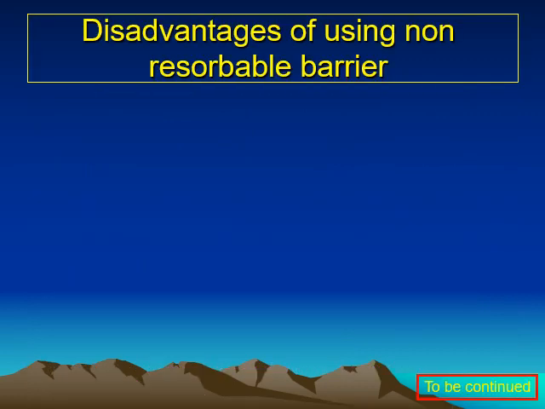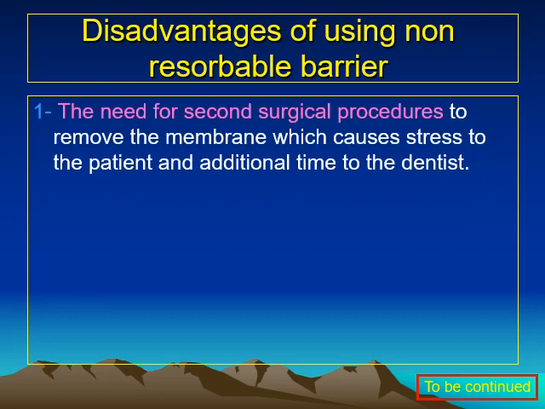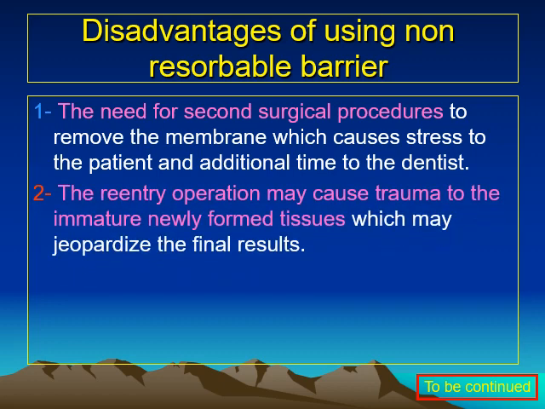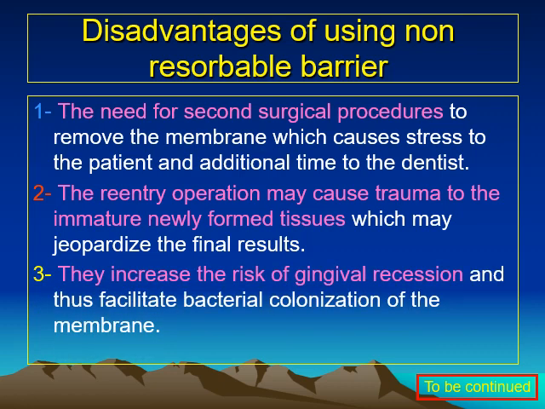The disadvantages of using non-resorbable barrier membranes in general are: number one, the need for a second surgical procedure to remove the membrane, which causes stress to the patient and additional time for the dentist. Number two, the re-entry operation may cause trauma to the immature newly formed tissues, which may jeopardize the final results. Number three, they increase the risk of gingival recession and thus facilitate bacterial colonization of the membrane.